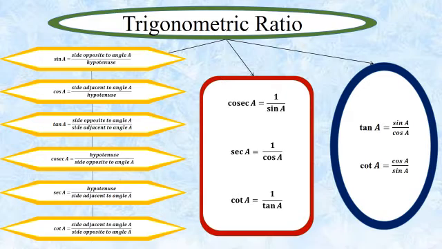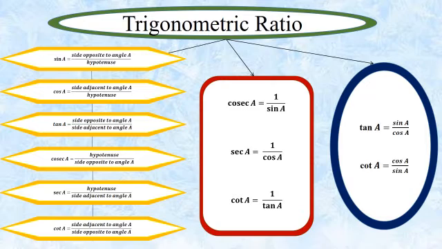Sin A, side opposite to angle A by hypotenuse. Cos A, side adjacent to angle A by hypotenuse. Tan A, side opposite to angle A by side adjacent to angle A. Cosec A, hypotenuse by side opposite to angle A. Sec A, hypotenuse by side adjacent to angle A. Cot A, side adjacent to angle A by side opposite to angle A.